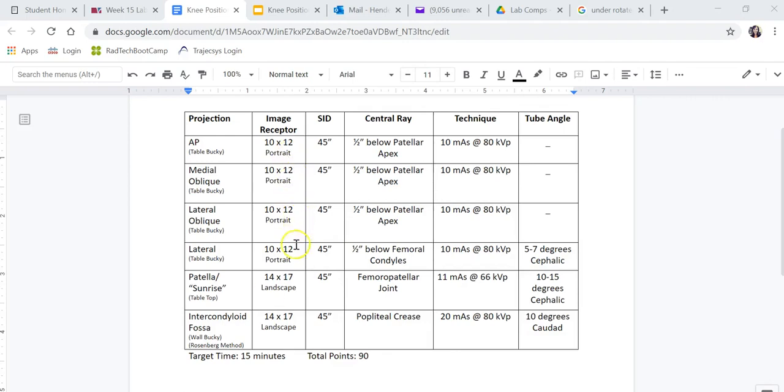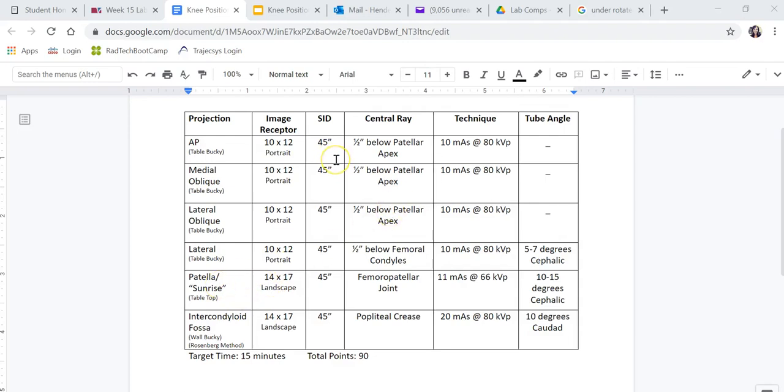Notice the first 4 on the table bucky should all be 10 by 12 with portrait collimation. The tabletop and the wall bucky projections should be 14 by 17 with landscape collimation. And the reason why is the top 4, we're looking at the affected knee. The last 2, the doctors like to see both knees for comparison. So that is why we're using a larger receptor.